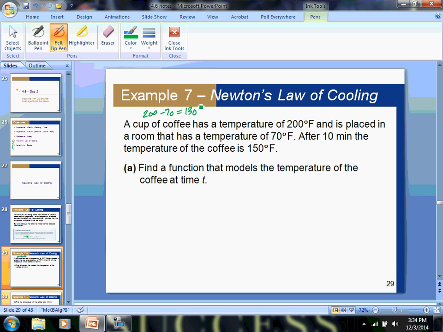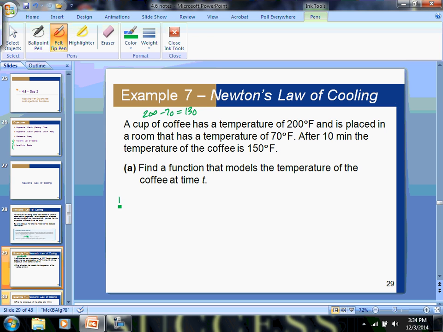Find a function that models the temperature of the coffee at a given time. They actually give us a lot of information, and basically what we're going to find in order to write the model is the constant. That's what we need, because they gave us a temperature after a certain amount of time.